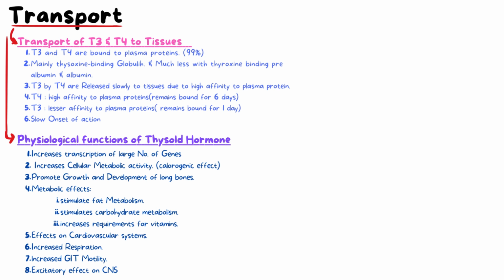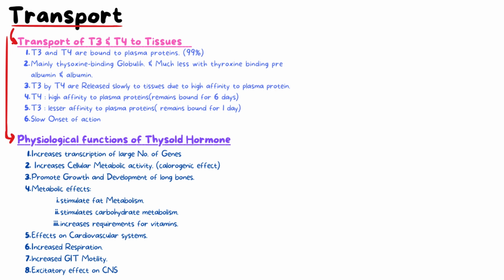The third metabolic effect is increased requirement for vitamins. The thyroid hormone increases the quantity of many bodily enzymes, and vitamins are an essential part of enzymes or coenzymes. So as a result, if there's deficiency in any vitamin, it may cause increased secretion of the thyroid hormone.